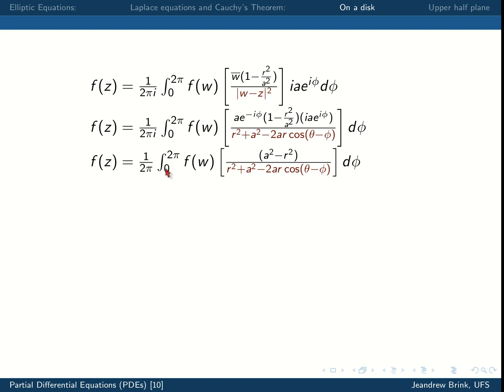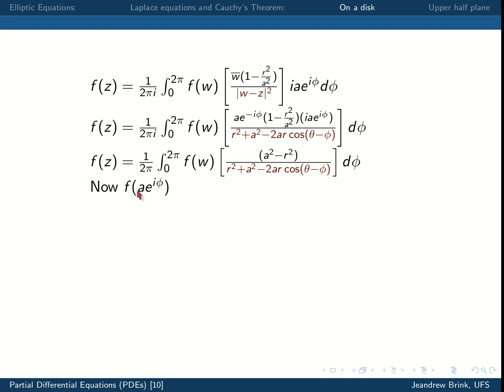The integral is from 0 to 2 pi, so an integral on the angle of the circle, 1 over 2 pi. The only thing that could possibly be complex now is f of w. Okay, and so let's just expand it a little bit. The first thing to observe is that on the boundary, f of w is equal to f of a e^{i phi}.